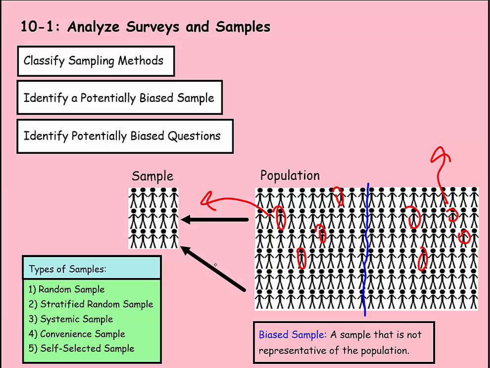So we're still randomly choosing people, but we're breaking them off into groups. If you want to write in your notes, stratified means to break off into groups. And since it's a random sampling method, it's not that likely to be biased. It's usually a pretty good sampling method.